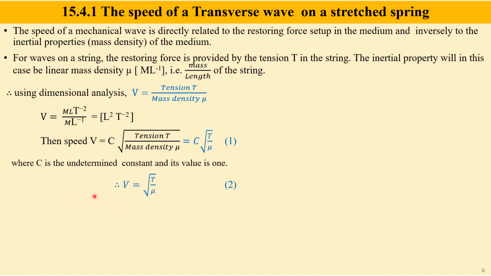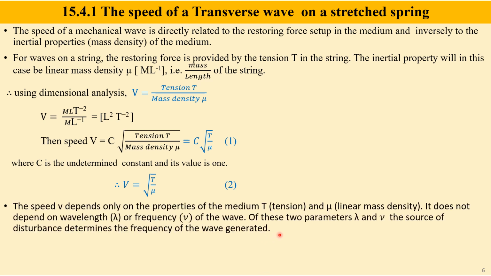The speed depends only on the properties of the medium, that is, the tension and mu. It does not depend on the wavelength and frequency of the wave. Please note, the speed does not depend on the wavelength or frequency in the case of a stretched spring. Of these two parameters, lambda and nu, the source of disturbance determines the frequency of the wave generated. Given the speed of the wave v in a known medium, we can calculate the wavelength as lambda is equal to v by nu.